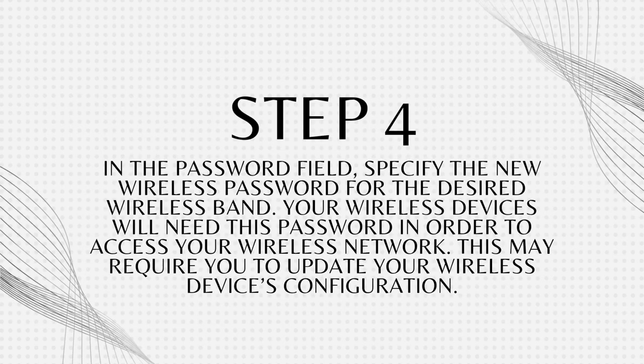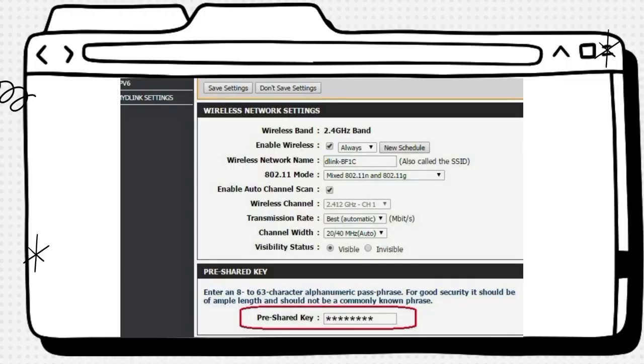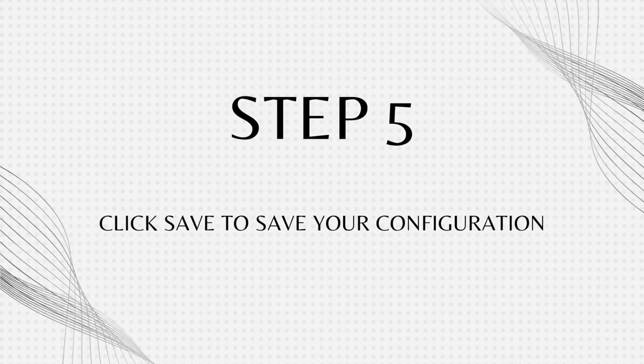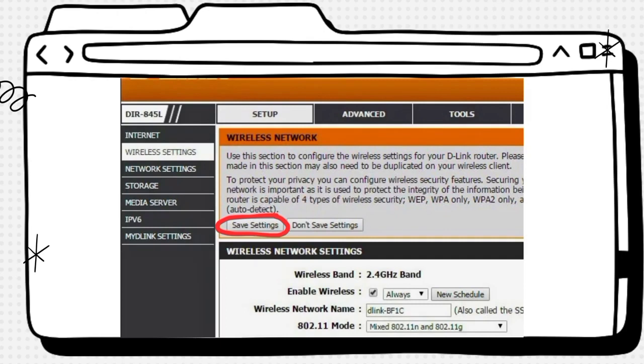Then for step 4, in the password field, specify the new wireless password for the desired wireless band. Your wireless devices will need this password in order to access your wireless network. This may require you to update your wireless device configuration. And for step 5, you just need to click save to save your configuration. Like what you see in the screen a while ago, in the wireless setting, you can see the save setting. You just need to click it to save your password or your configuration.